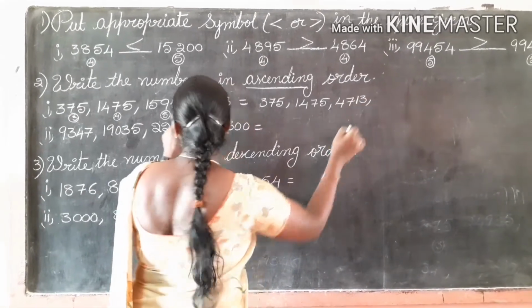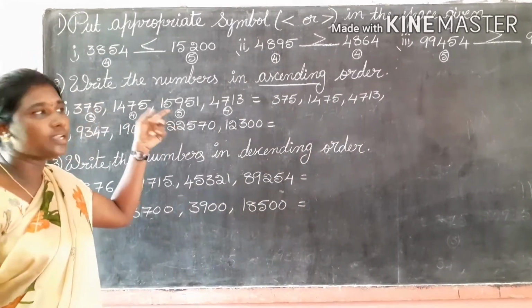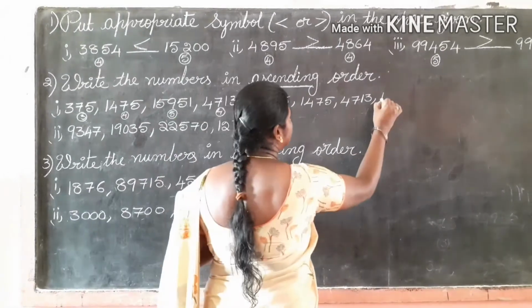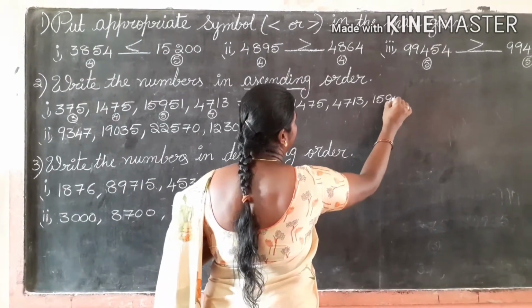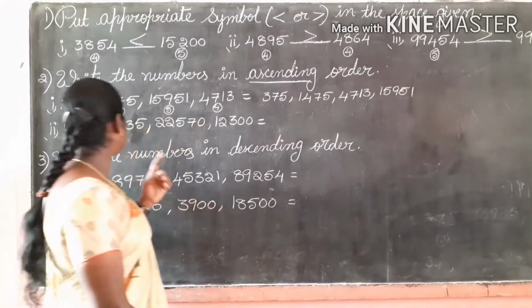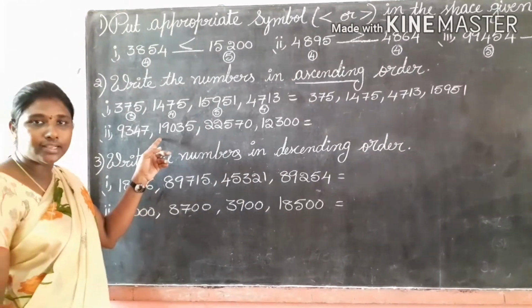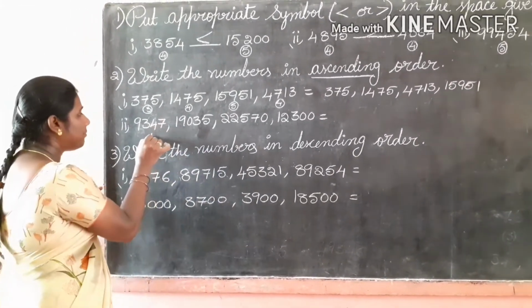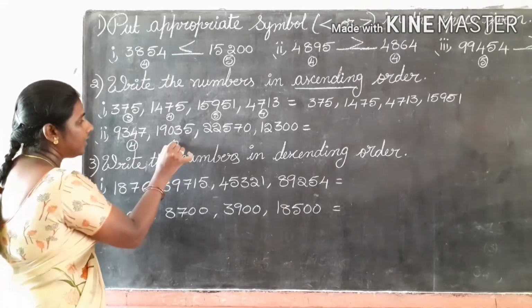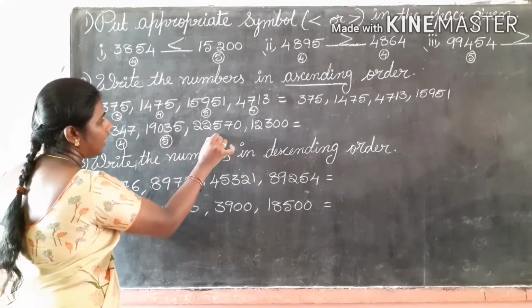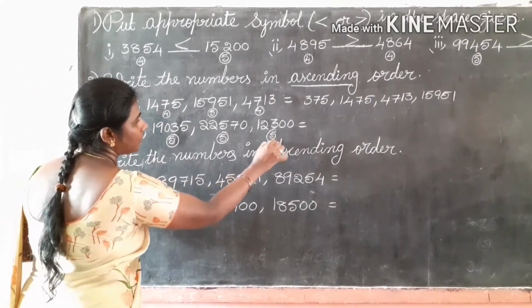Next, 4,713. Next, only one number contains 5 digits. Then we have to write that number as it is, 15,951. Next one, same here also. First we have to write the number of digits. This number contains 4, here it contains 5, 5, 5.